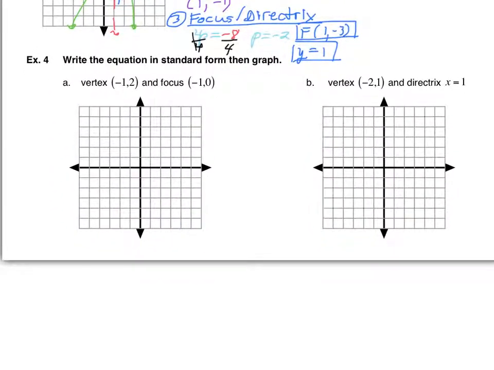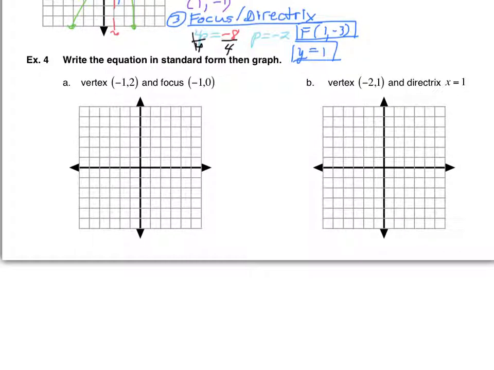Okay, so let's look at example 4. There's 2 parts to it. They have to give you the vertex and the focus, or the vertex and the directrix. What does the vertex and the focus help us with? Because in the general equation, what do I need? To write a general equation of a parabola, what do I need? h and k, and what else? p. What is p? The distance from what to what? The vertex to the focus, or the vertex to the directrix.